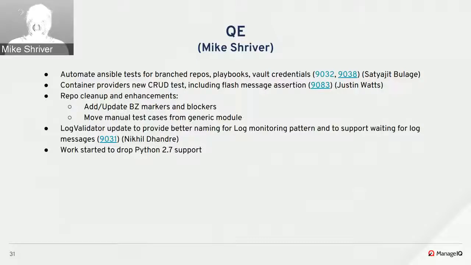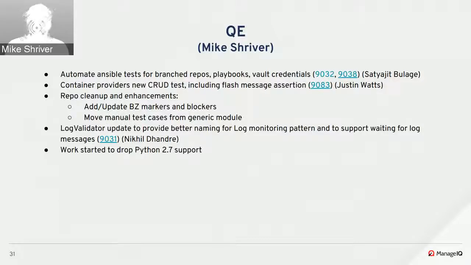Justin Watts has unblocked a lot of our container tests by moving flash messages assertions to a specific test and out of the main CRUD method for container providers. We've gone through some repository cleanup and taking advantage of some enhancements that we have for managing our BZ fields and have moved manual test cases.